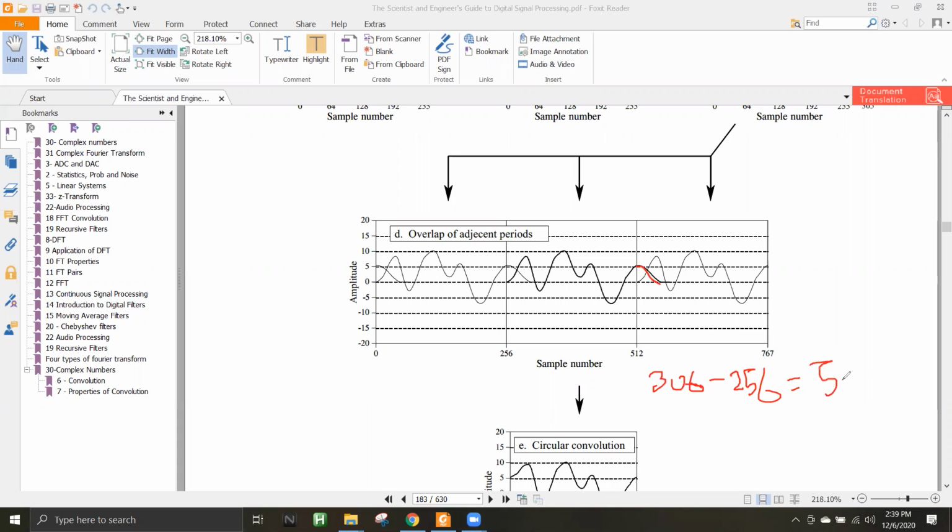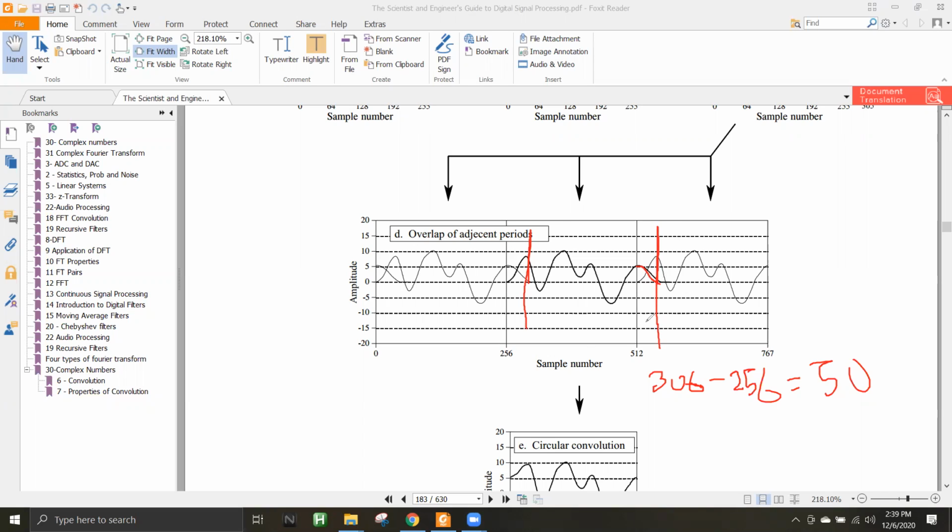So the last 50 samples and the first 50 samples of itself would get distorted. As you can see here, the first 50 samples would get distorted by the last 50 samples of itself, and also the last 50 samples would get distorted by the first 50 samples of itself.